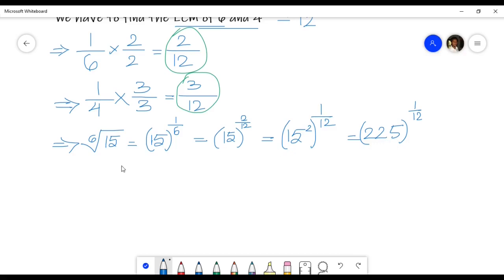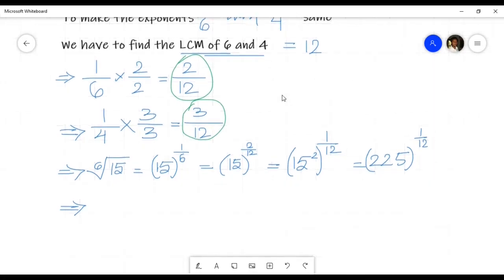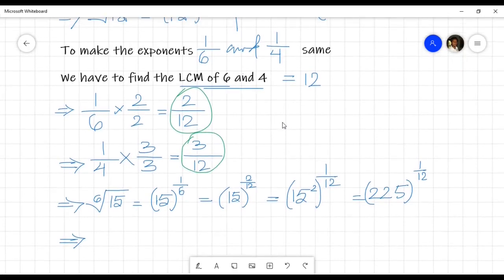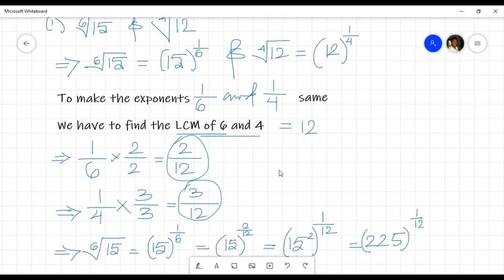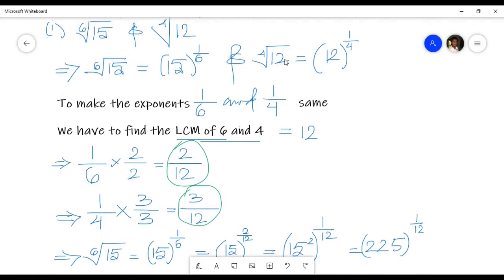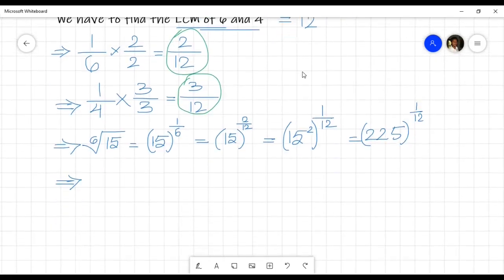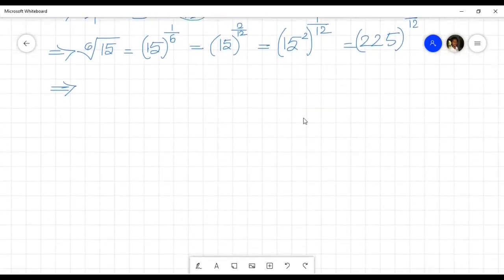225 to the power 1 by 12. Let us see the second term, which is related with 3 by 12. What was the second term? Let me show you by moving it a little up. The second term is 4th root 12. Alright, 4th root 12.